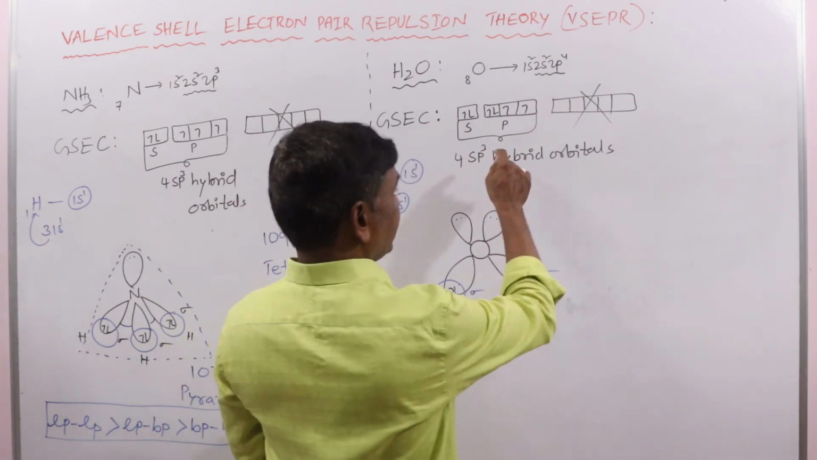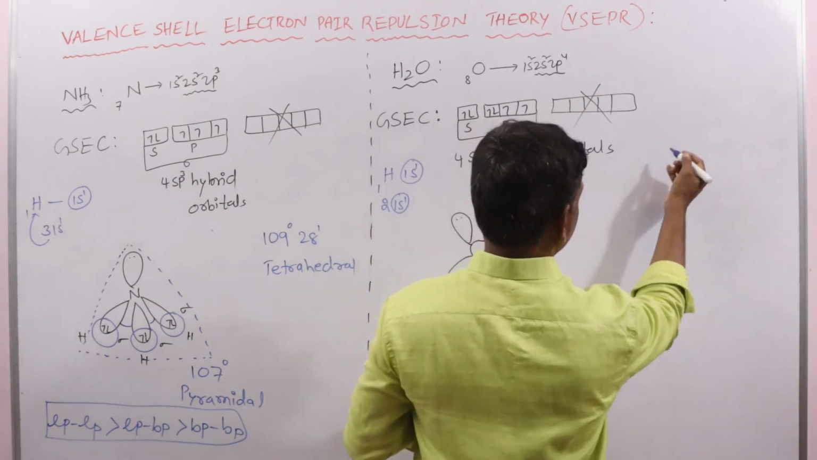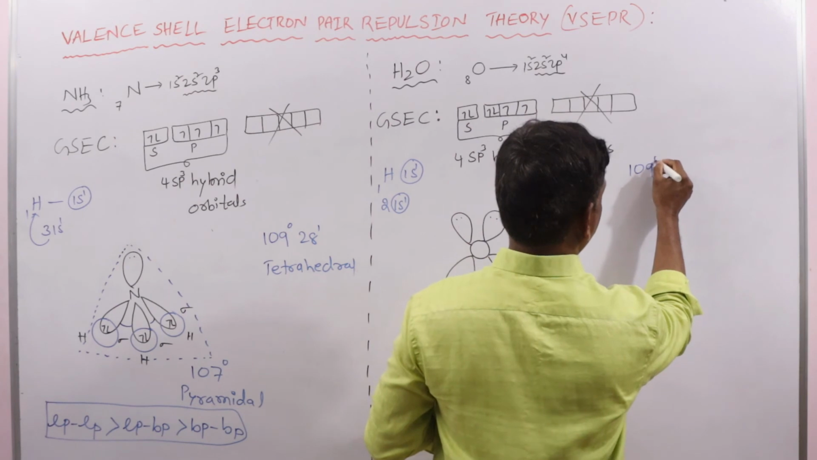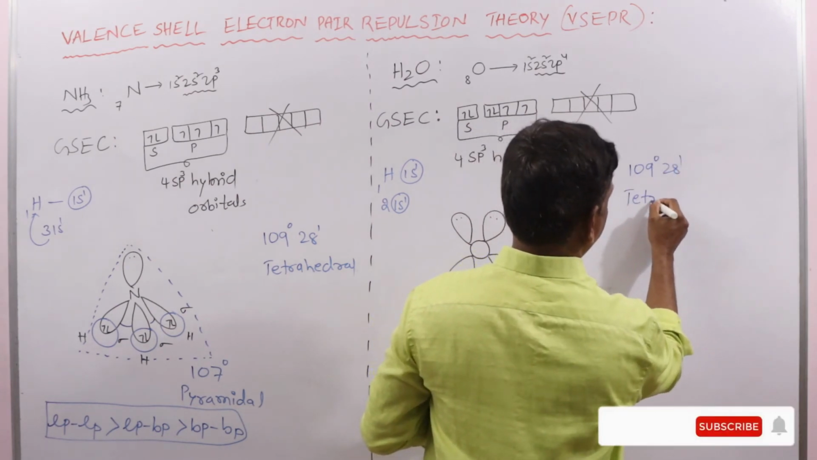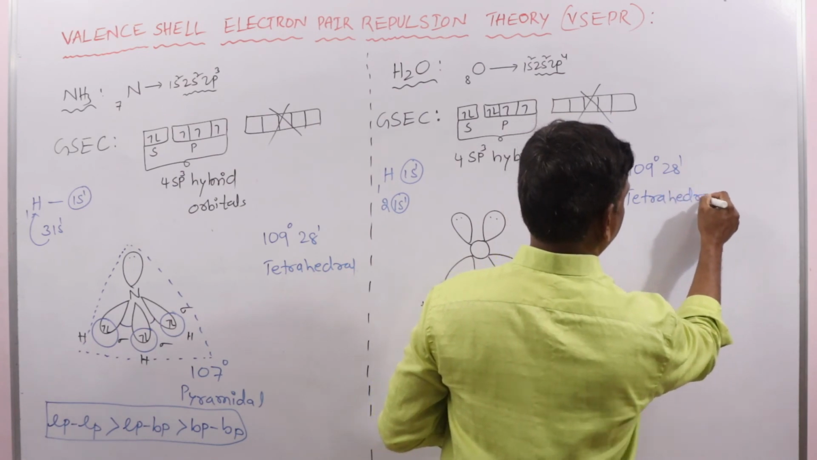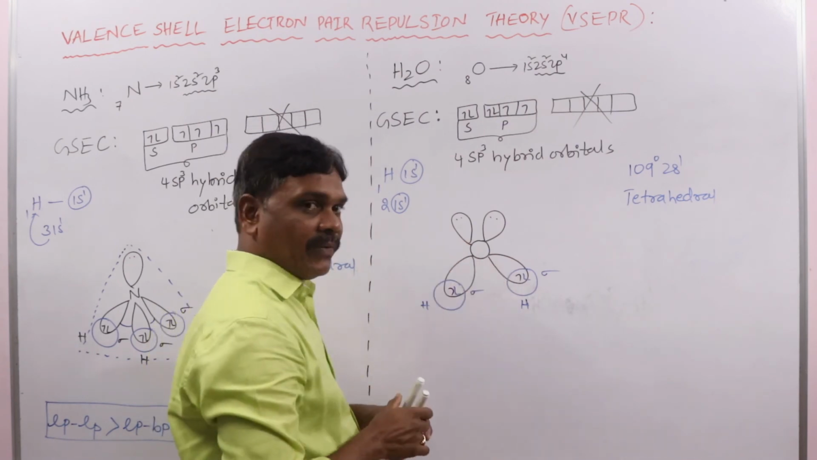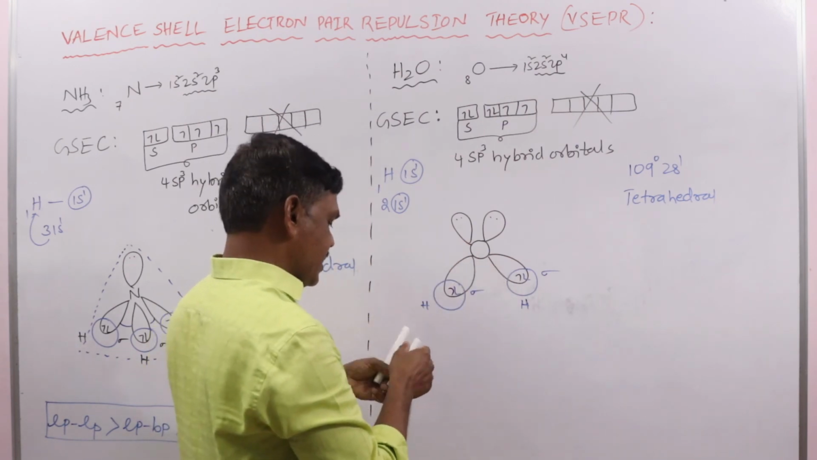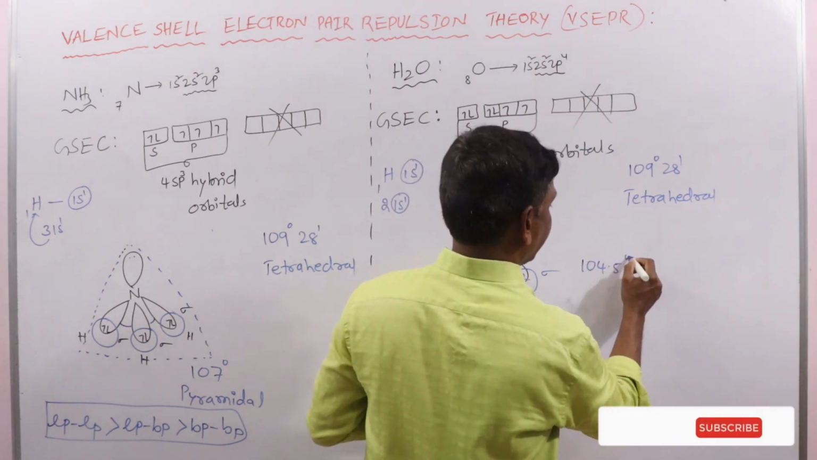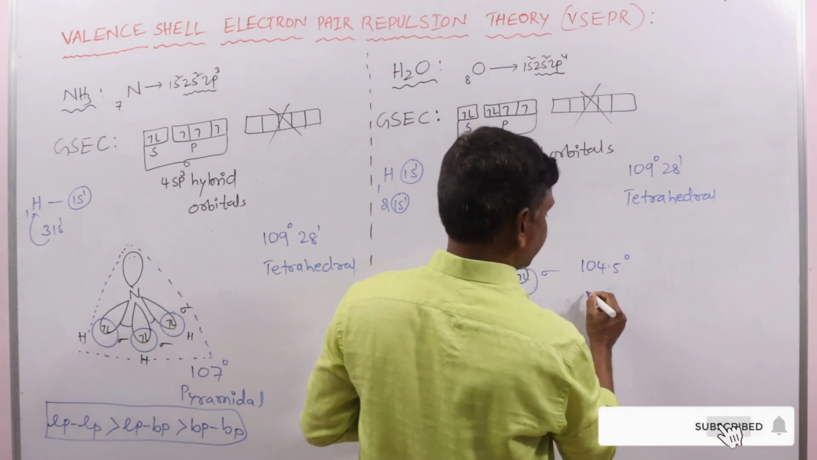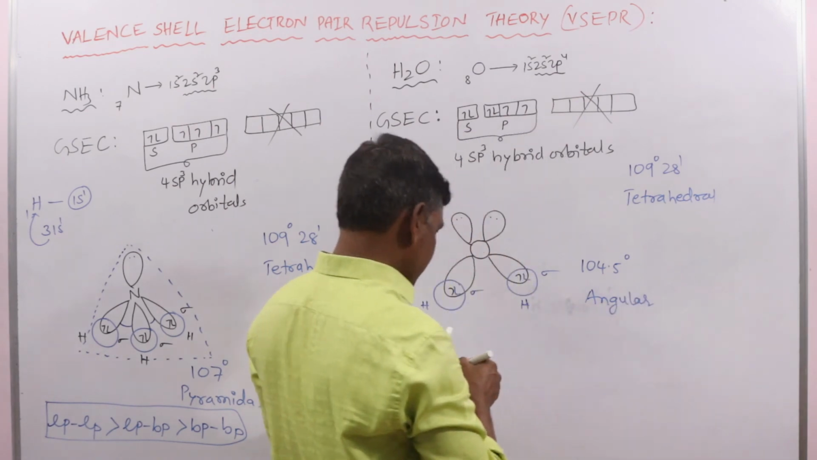If it is sp3 hybridization, the bond angle is 109 degrees 28 minutes, and the geometry is tetrahedral. But in the formation of the water molecule, the bond angle is 104.5 degrees and the geometry is angular.